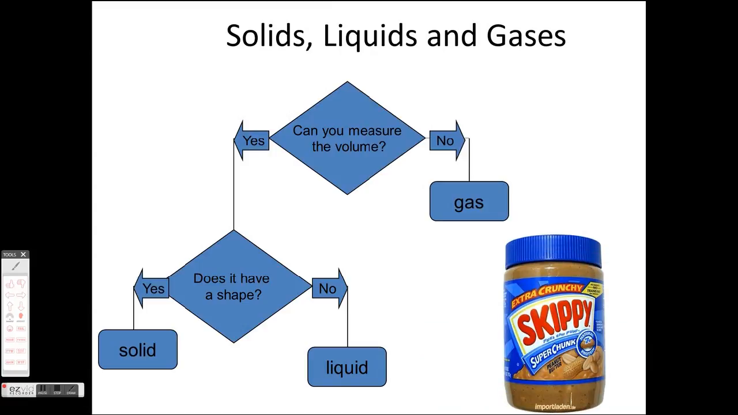Peanut butter, once again, you can measure the volume of this container full of peanut butter. This one's a little tricky though, because it looks like the peanut butter might be taking the shape of the container, right? Well, what happens if you take that peanut butter out of the container? Will it have its own shape? Normally, yeah. So peanut butter is going to be considered a solid.